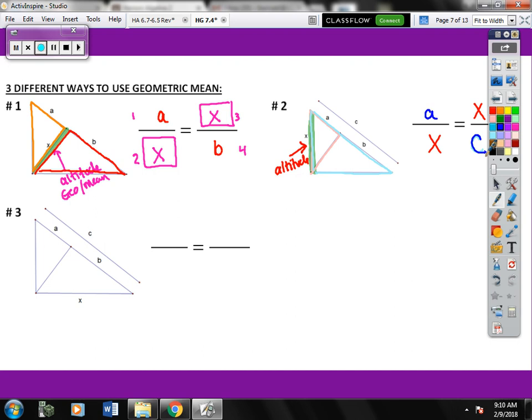And then our last case is actually just like number 3, but I just did a different leg this time. So I'm saying here is my altitude. Okay, so this is my altitude.